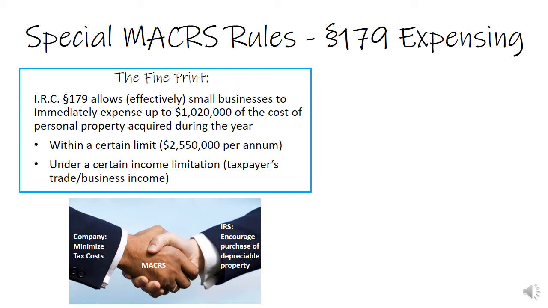This provision of the Internal Revenue Code, again, is a compromise between the businesses that benefit from it and the IRS. The businesses, again, want to minimize their tax costs, but the IRS and Congress, indirectly, want to encourage businesses to purchase depreciable property, put that property into service, and then hire people to run that equipment. This represents that compromise.